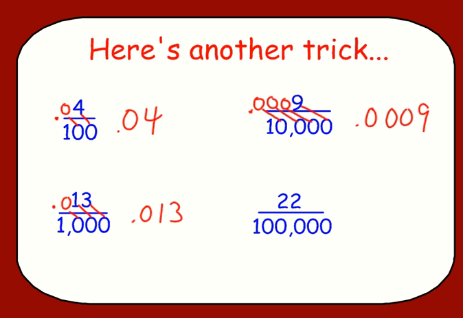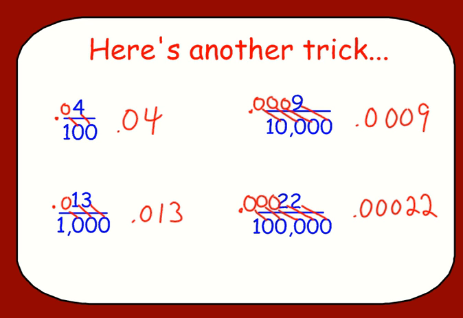22 hundred thousandths. Well, I'm going to connect that 2 to that last 0, that 2 to that 0, bring this 0 up, bring this 0 up, bring this 0 up, turn the 1 into a decimal, 0.00022.